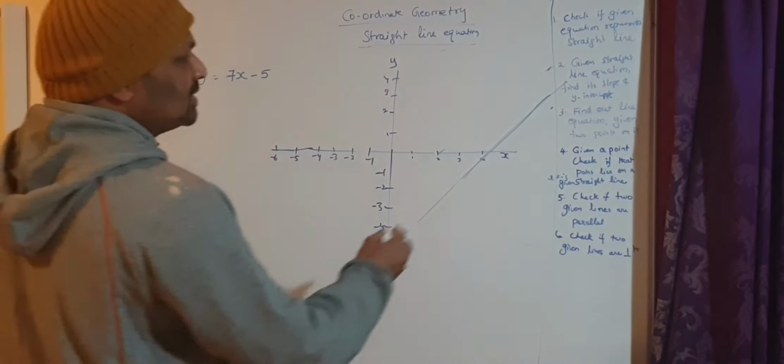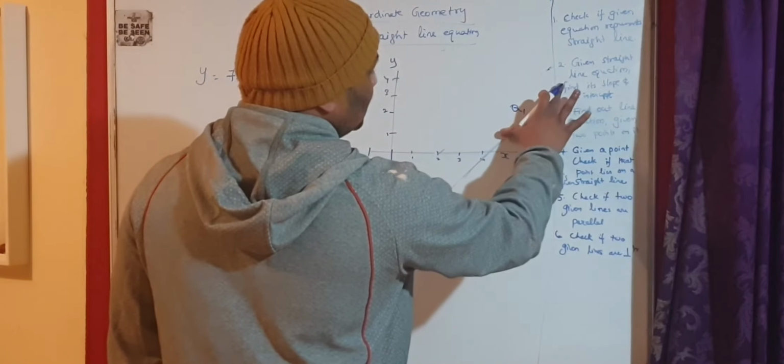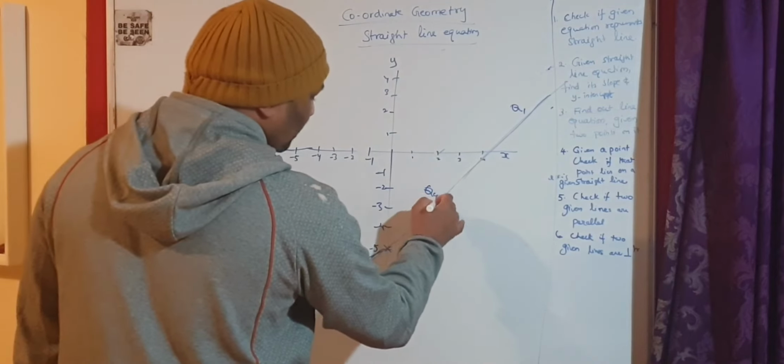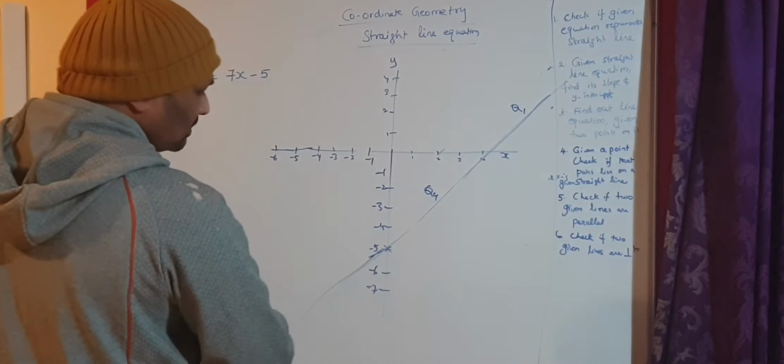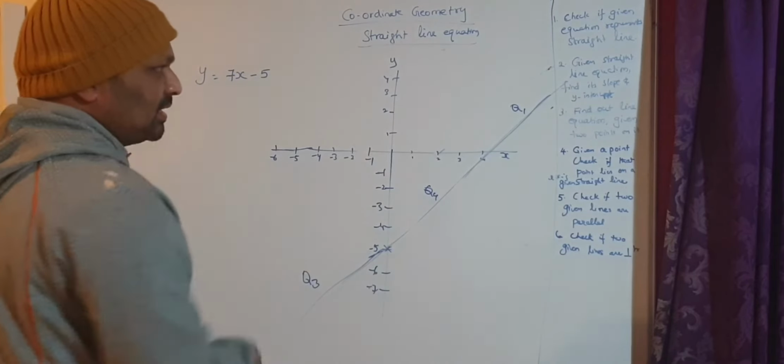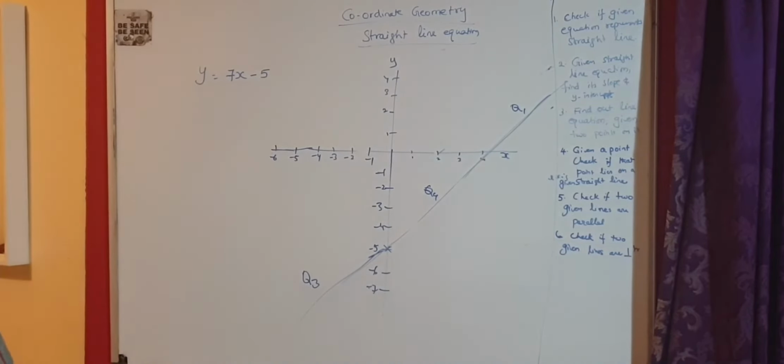So what are the quadrants it is passing through? Obviously it is there in quadrant 1, and some portion of this line is there in quadrant 4, and some portion is there in quadrant 3 as well. So these are the quadrants it is passing through: Q1, Q4, Q3.